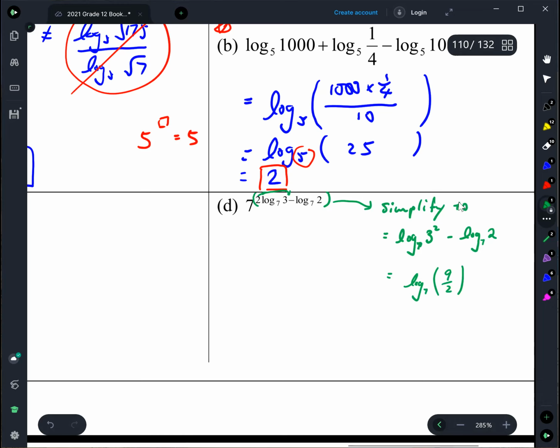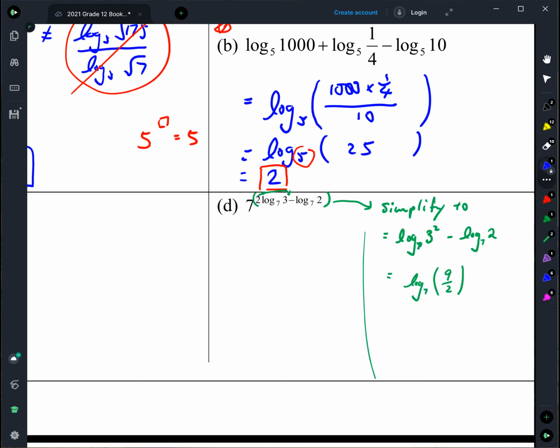Okay? Right, please raise your hand if you got to this step. So if there's a number at the front, you need to bring it back up before you can simplify the log, okay? So the 2 has to go to the exponent first.